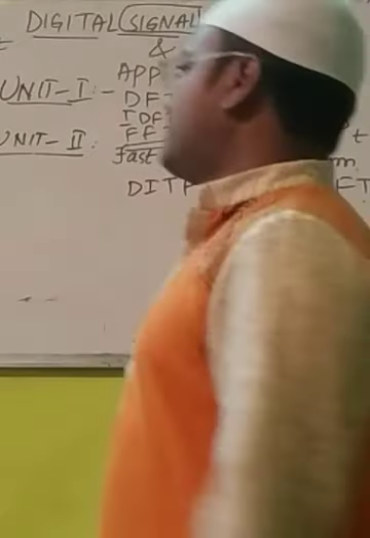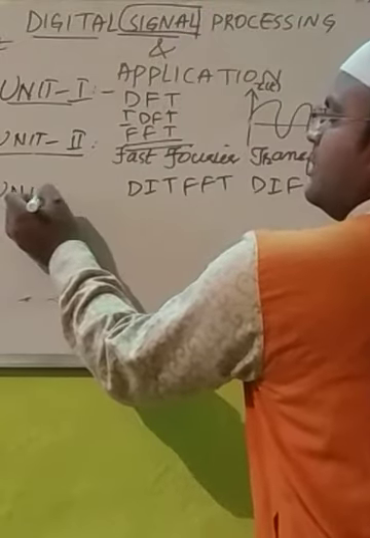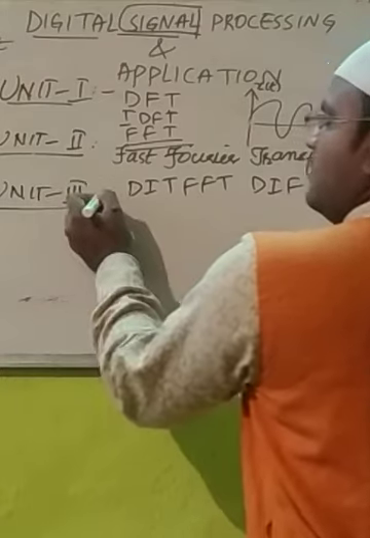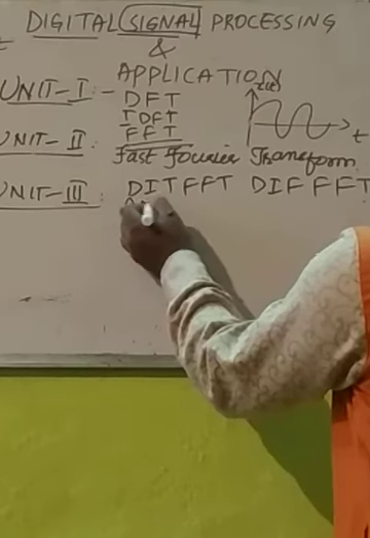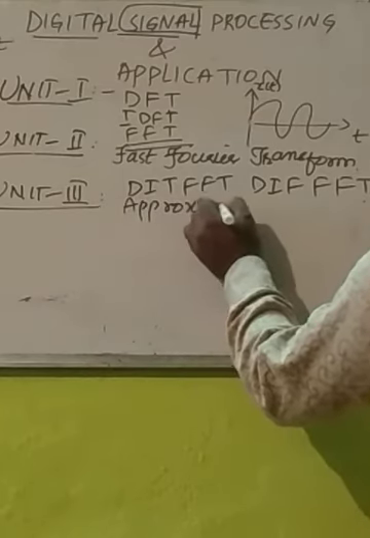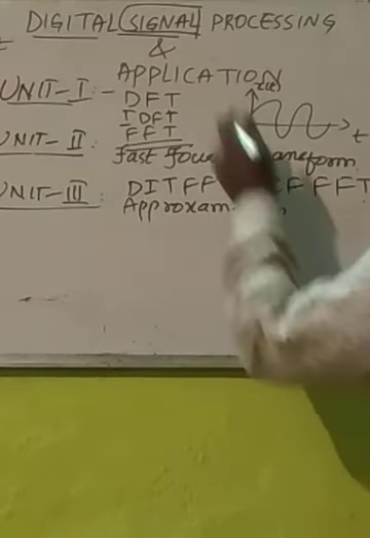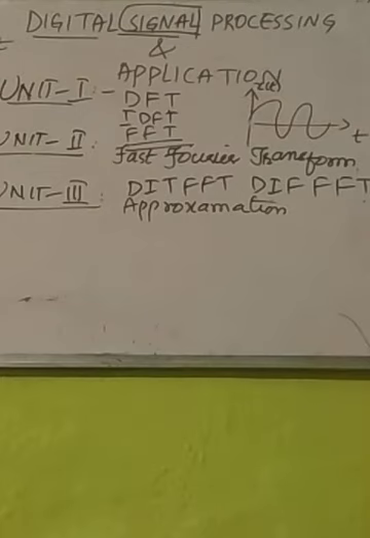Now come back to unit 3. In unit 3 what are the things we are going to learn? We are going to learn about approximation techniques. What approximation techniques do we have? We have different approximation techniques we use to realize the digital signal. That is unit 3.